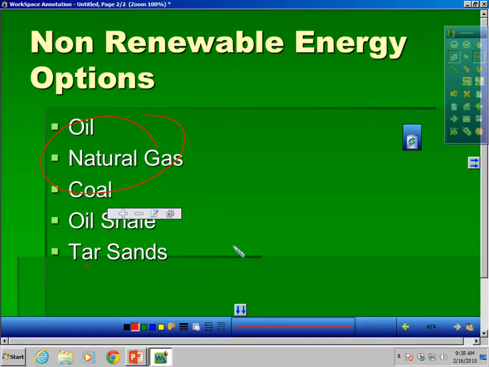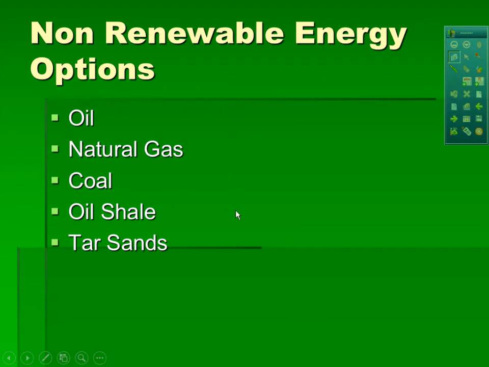And then nuclear energy kind of depends on who you talk to as to whether it's renewable or not. A lot of people make the argument that it's not. I'm going to continue to put it with the renewable energy options, but that doesn't necessarily mean that it is entirely renewable. I'm not convinced of that at this point.